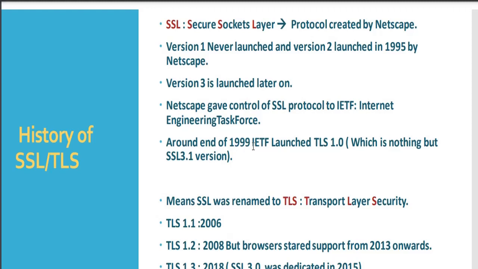Around the end of 1999, they launched TLS version 1.0, which is nothing but SSL 3.1, because till SSL 3.0, the protocol is under the control of Netscape. They named it SSL 3.0. Then this IETF team added some more functionalities and some more security features. They launched TLS version 1.0. TLS is the new name, and for this name it is the first version. So TLS 1.0 is actually SSL version 3.1.